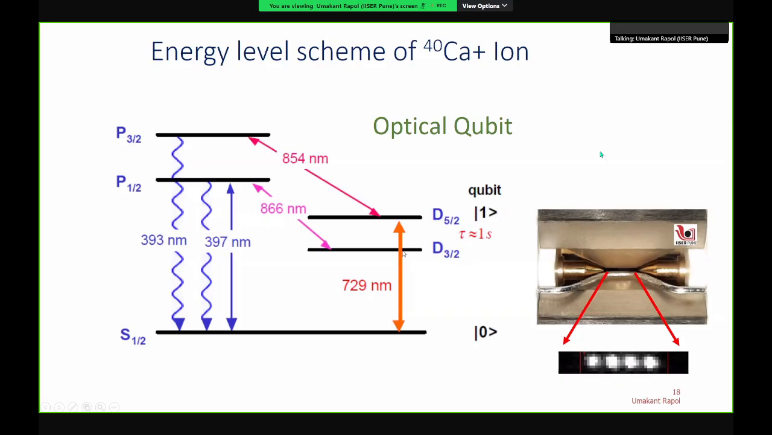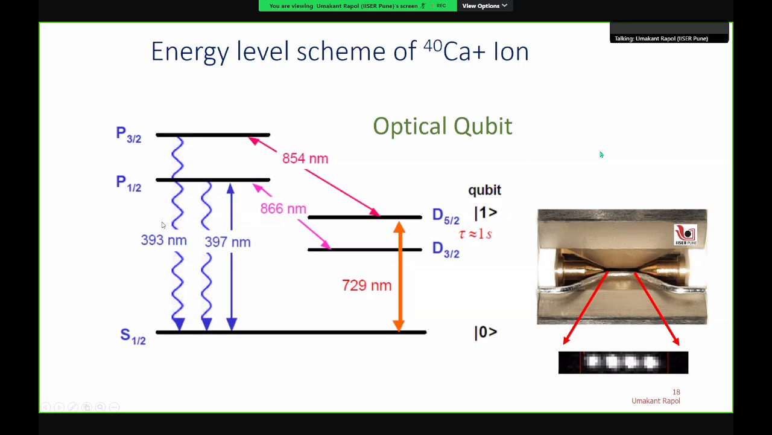This orange one is what is important for driving the qubit transition. So you can drive from the S 1/2 state to the D 5/2 state. This D 5/2 state is our qubit 1 state, and the ground state is the qubit 0 state. The lifetime of this particular excited state is about 1 second, and this is an electric quadrupole transition. It's not a dipole transition like these other ones here in blue.